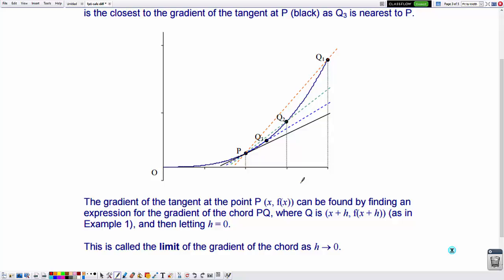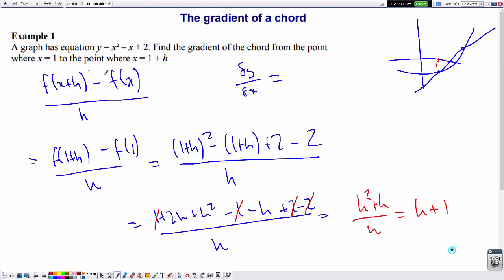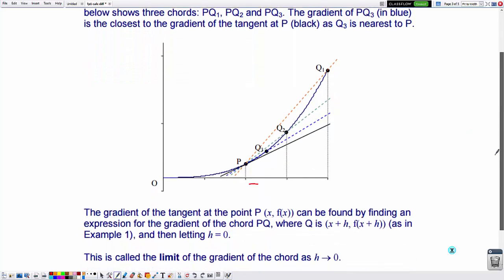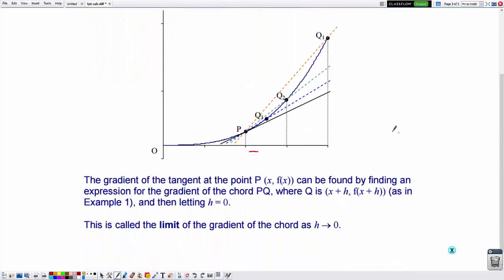So what have we done? Essentially, all we've done is we've made our h smaller. We've made our change in x, originally imagine that was h, now we've just made it smaller, and that gives us a gradient that is even more accurate. And then Q3, the blue line, is even closer, an even better estimate for the gradient of the tangent. So all we're doing, to find the gradient of this tangent, is making our h from what we did before tend to 0.